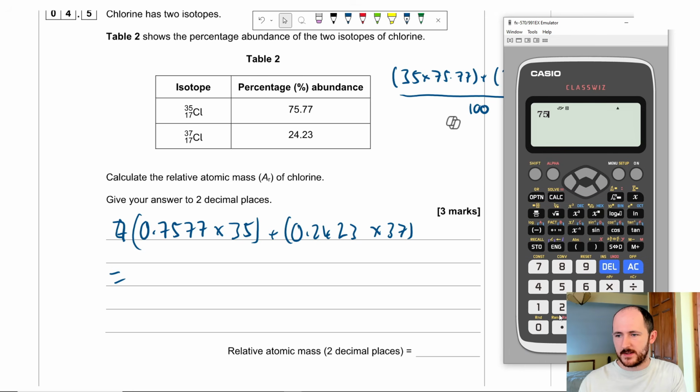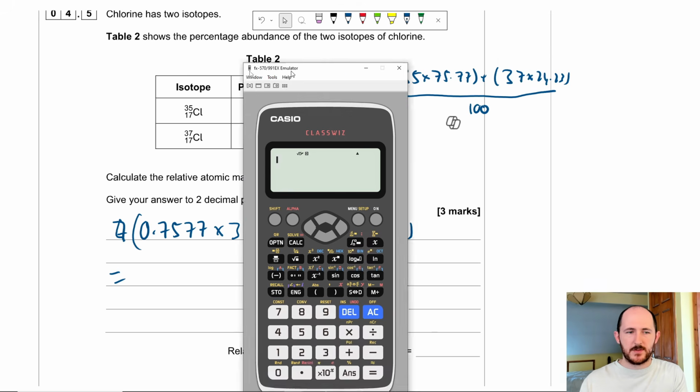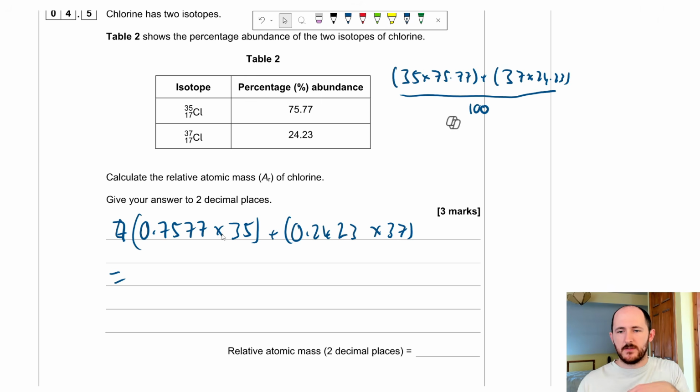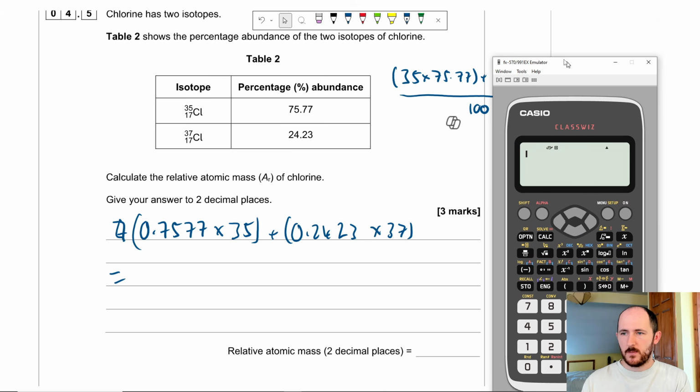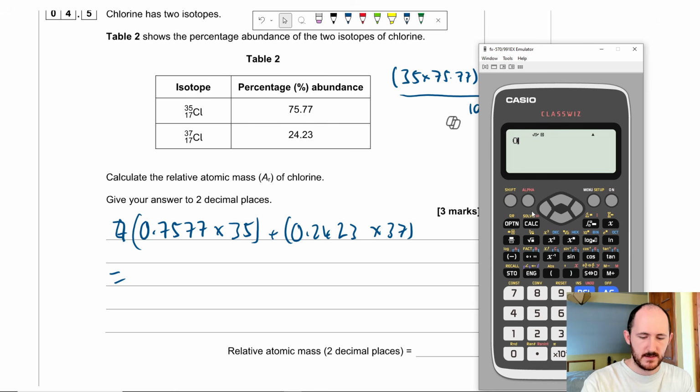You could do 75.77% of 35, and I get this. If I do 0 point instead, I get the exact same number. It's the same thing. Again, if you want to do chemistry at A level, it's good to have an understanding of why you're doing something rather than just remembering a formula. But anyways, once we add those together, we'll get our number.